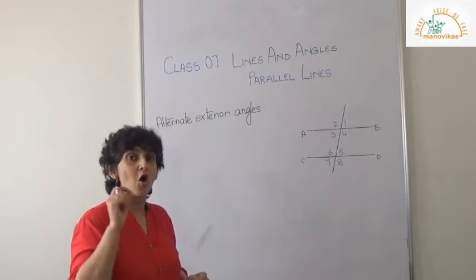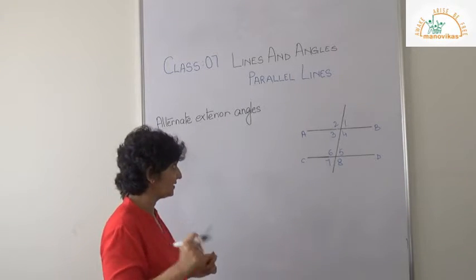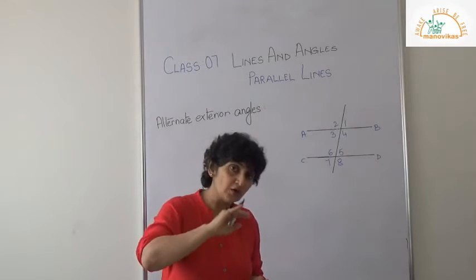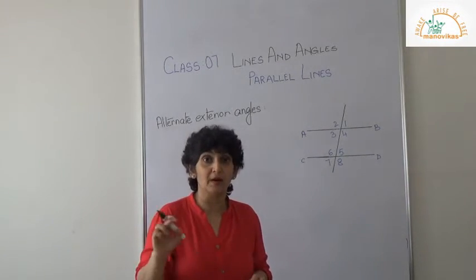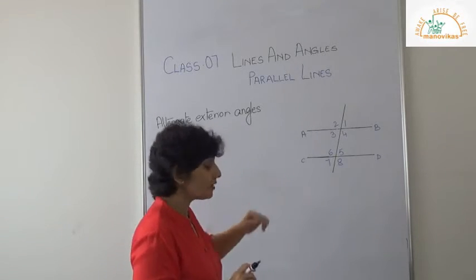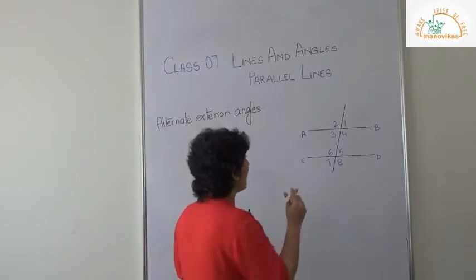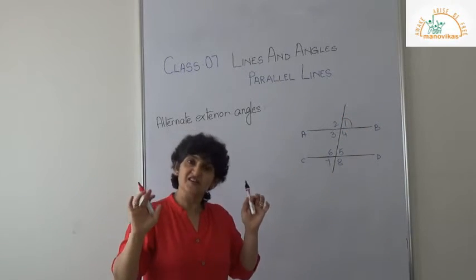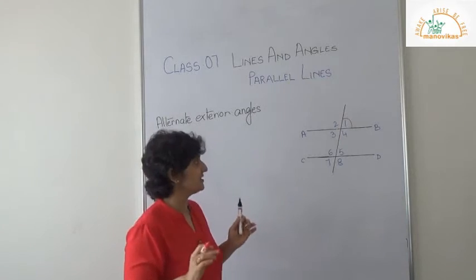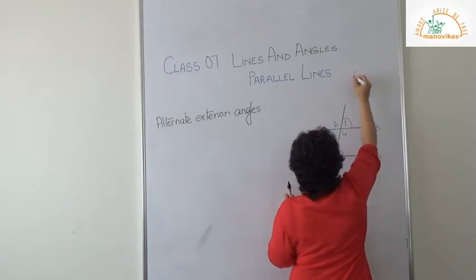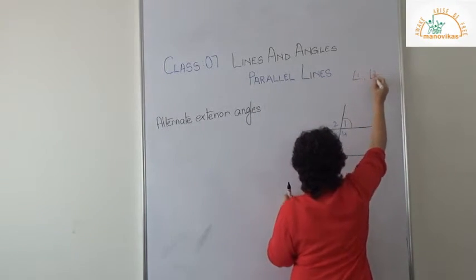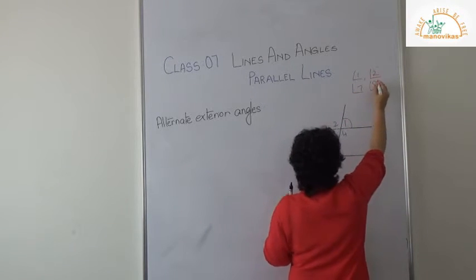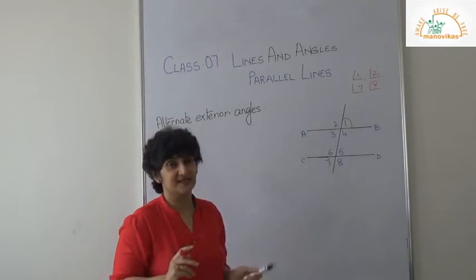Now let's understand alternate exterior angles. In alternate interior, I told you about the Z shape. Now in alternate exterior, how do we do it? Now you know these are exterior angles. First let's identify our exterior angles. I have angle 1, angle 2, angle 7 and angle 8. Now these are all exterior angles.